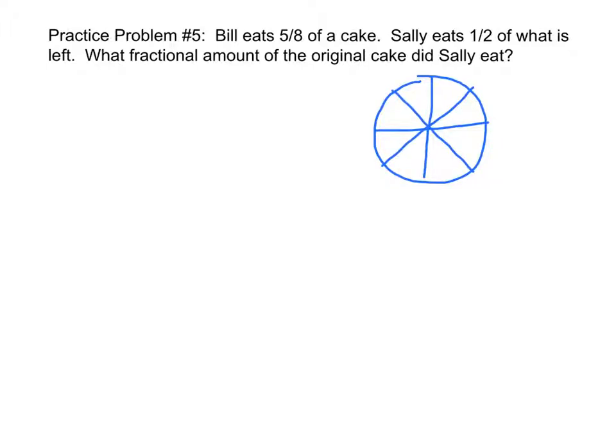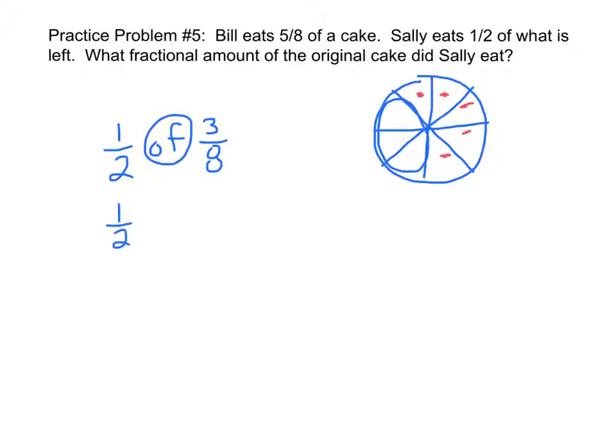It says Bill ate 5/8 of the cake, which means that Bill would have eaten this amount of the cake. It says Sally eats half of what is left. Well, what is left is this section right here, which is 3/8 of the cake. So if Sally eats half of that, the question is, 1/2 of 3/8 of the cake is what? Of once again means multiply. So I'm going to multiply 1/2 times 3/8, and I get 3/16 of the cake was eaten by Sally.